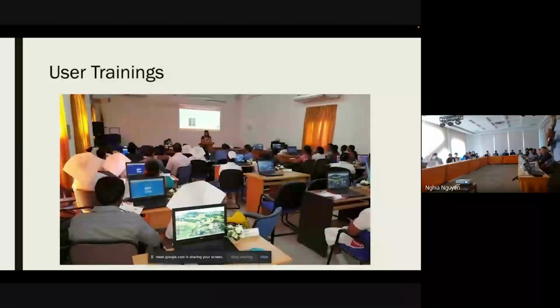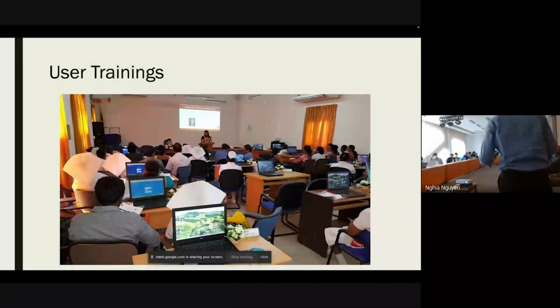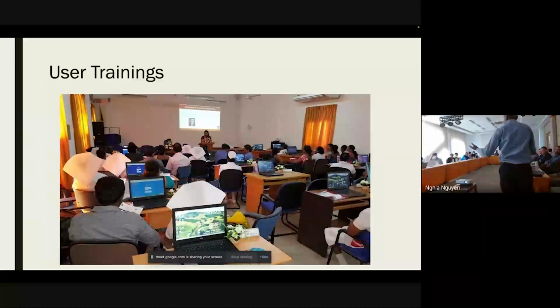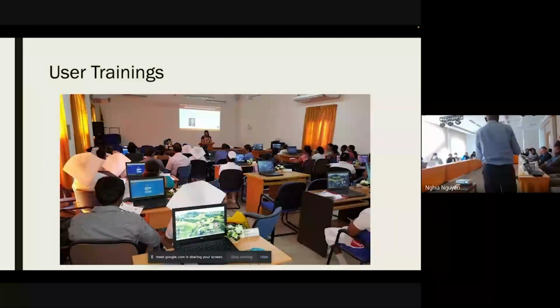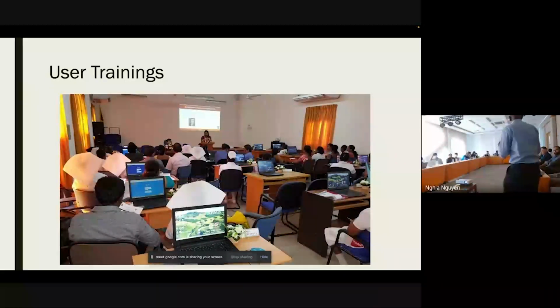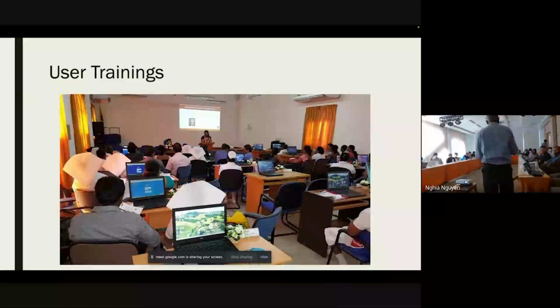Right. The next thing is about user trainings. When you are conducting user trainings, I know all of you do, what do you focus on? We all know that we focus on teaching people how to enter data and how to analyze data. These are core components. But data quality is something we should not overlook.